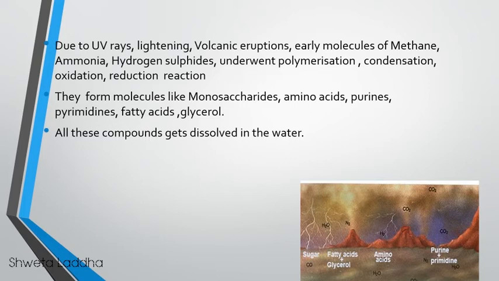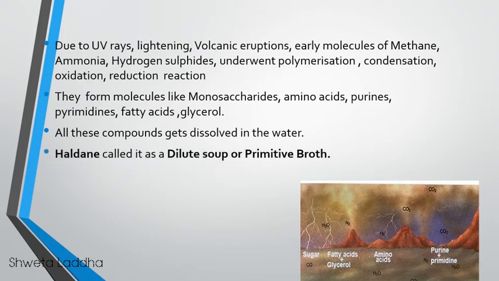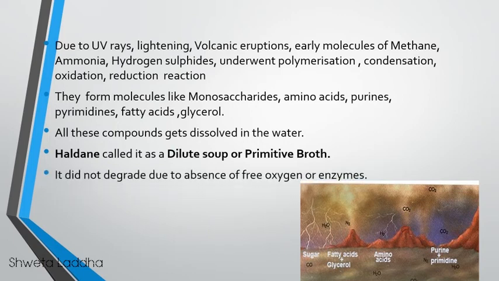So you can see in the picture how it is raining, how these gases are formed, how these molecules, sugar, fatty acid, glycerol, amino acids, purines, pyrimidines are dissolved in the water in those rivers or in the sea water bodies. Haldane called it as dilute soup or primitive broth. Later, it did not degrade down. Why it couldn't degrade? Because there was no free oxygen, neither were there enzymes.